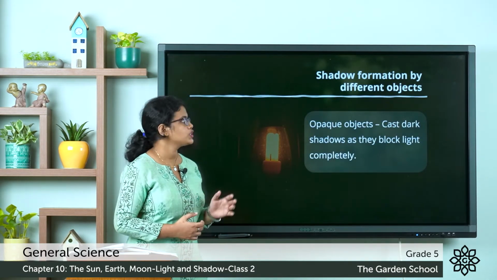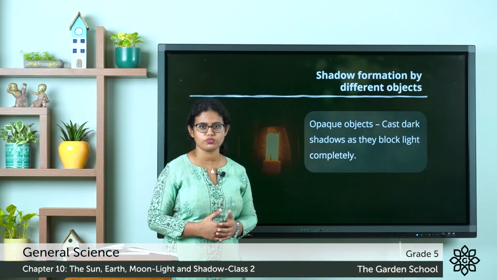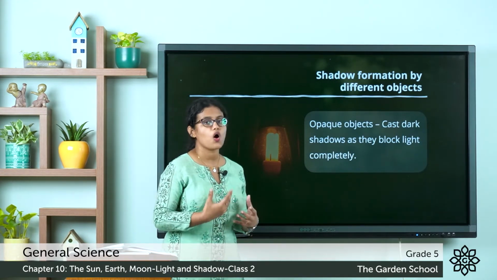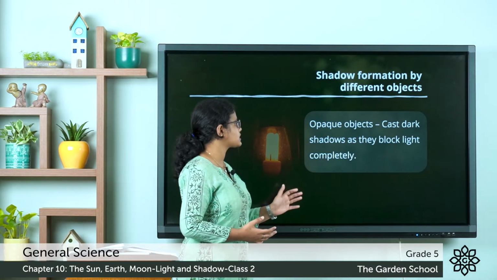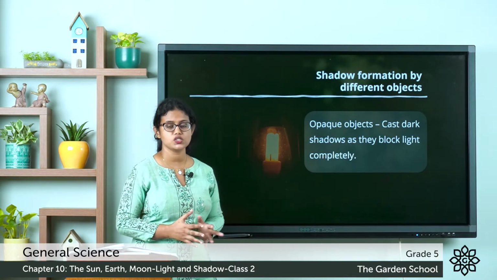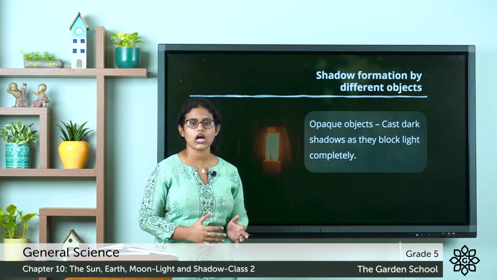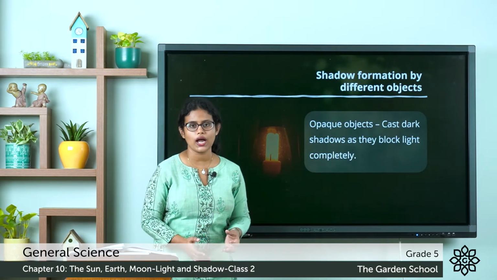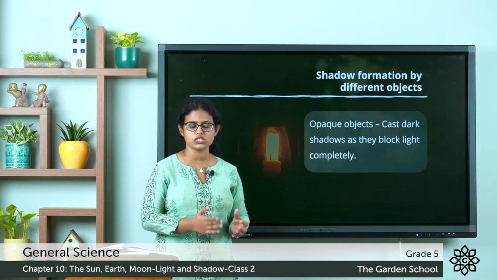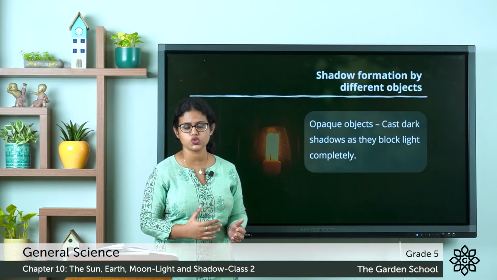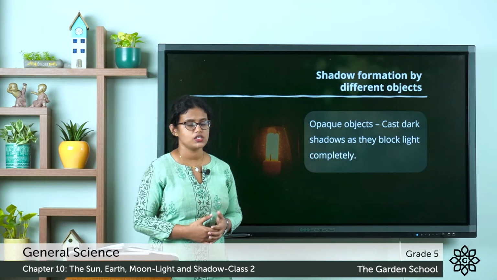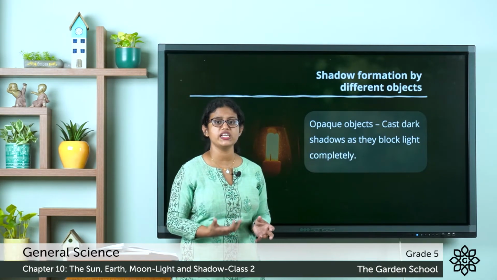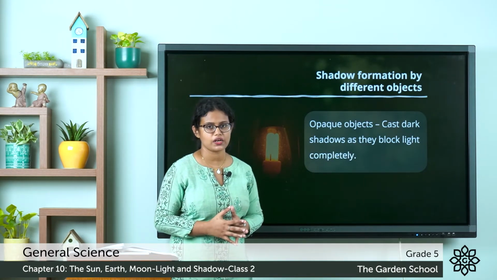Now, let's see shadow formation by different objects. The first one is opaque objects. They cast dark shadows as they block light completely. So, opaque objects cast dark shadows. Why? Because opaque objects do not allow light to pass through them. The opaque objects block the path of light. So, opaque objects always cast dark shadows.